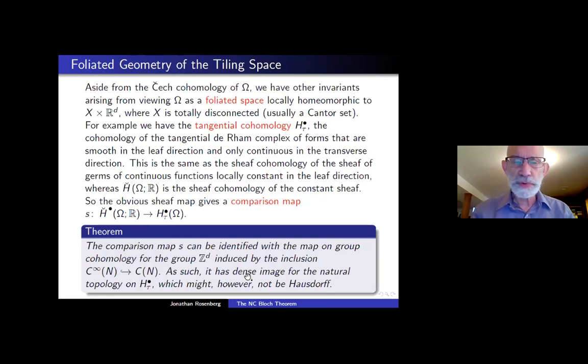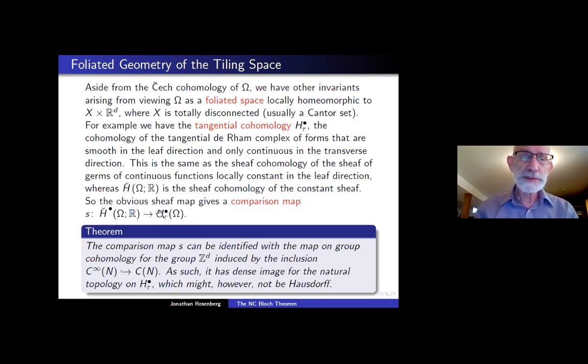But what is true is that this map over here, the inclusion of C infinity into C, has dense image. And so the inclusion of the Čech cohomology, we'll call it inclusion even though the map may not be injective. So you map from Čech cohomology to tangential cohomology. That map always has dense image for the natural topology on this thing, but unfortunately the natural topology on this thing is not always Hausdorff, so you have to be careful about that.